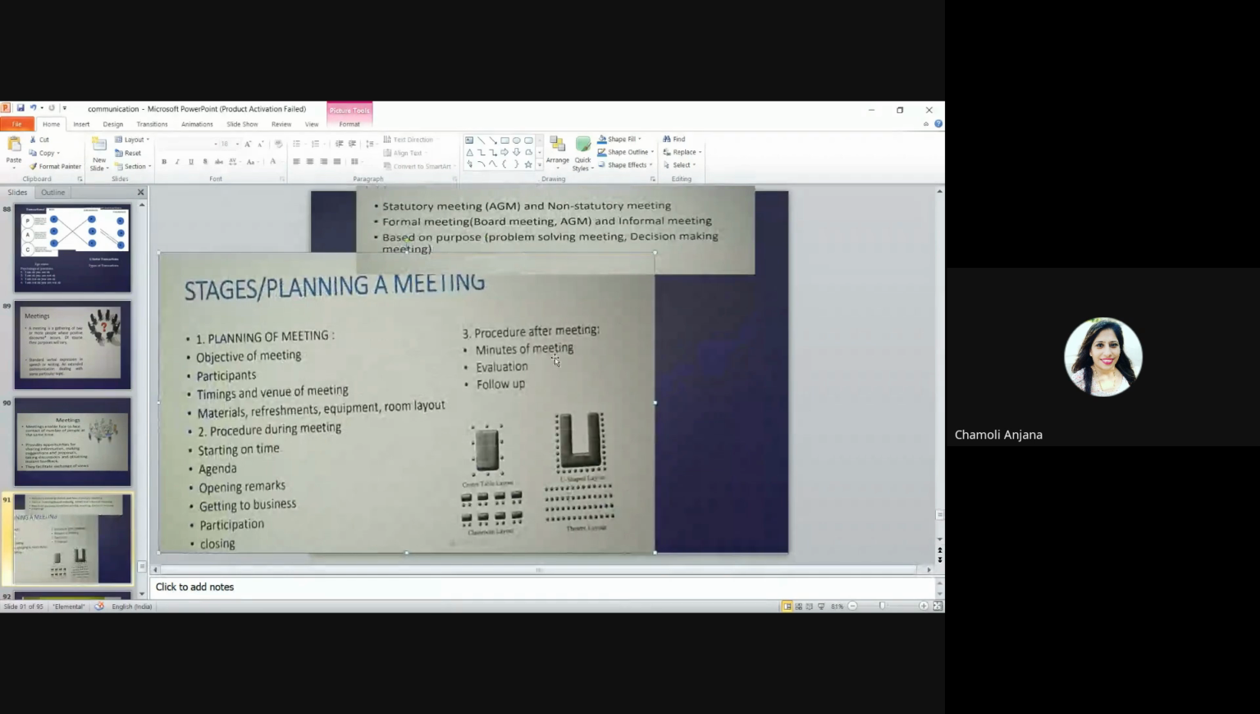Next is the procedure after the meeting. Once the meeting is completed, the minutes of meeting are recorded, and then the evaluation of all the points given in the minutes of meeting is done, and the follow up is done. That means if any decision is taken, are they really following it up or not? Okay, now what is this minutes of meeting?